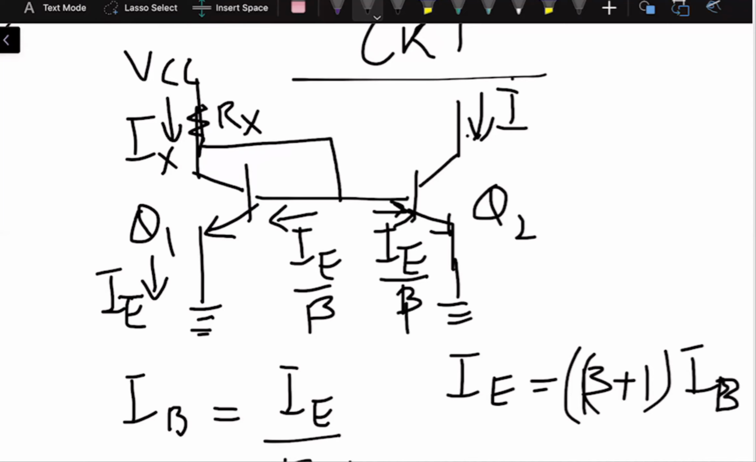Now at this specific node, which I am marking right now, if I apply Kirchhoff's current law, what should be the value of the current flowing from here?